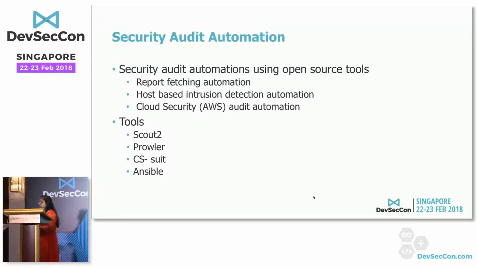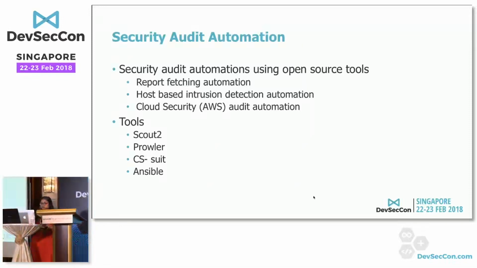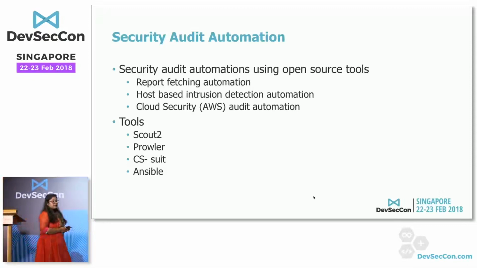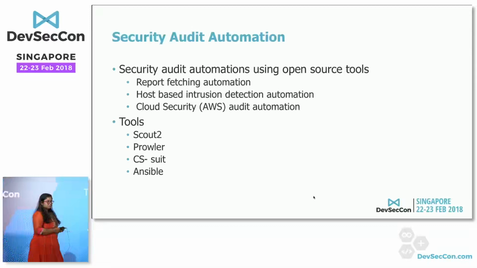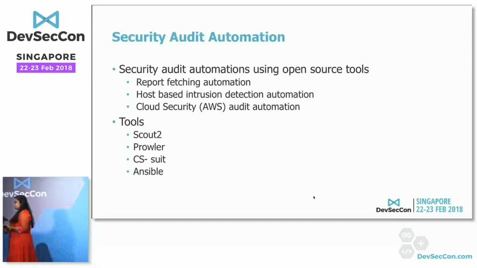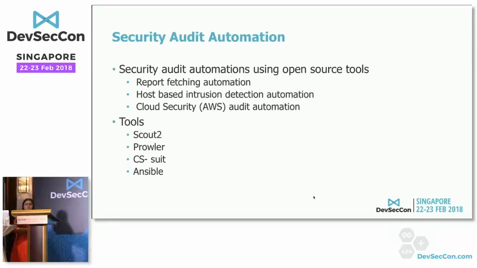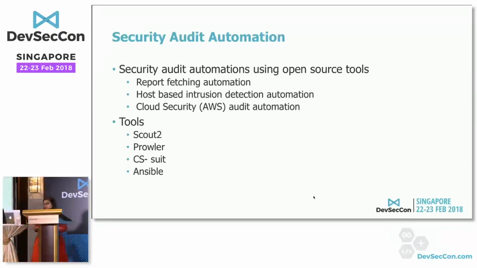To get it audited, there are quite a lot of open source tools. The first one that I found was Scout2, which used the Boto3 library of Python to make API calls. How it works is that it creates an IAM user with read permission, and then it queries different APIs, and from the results you can see how things have been configured. So Scout2, Prowler, and there are other open source tools as well for cloud security audit automation.